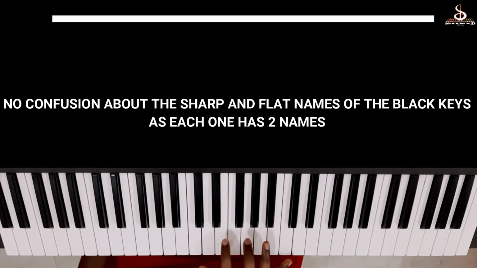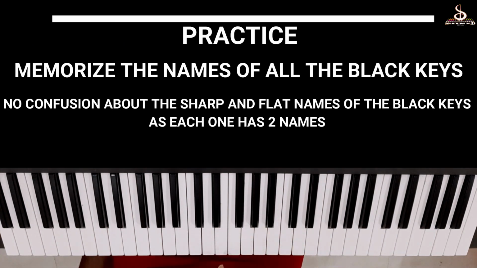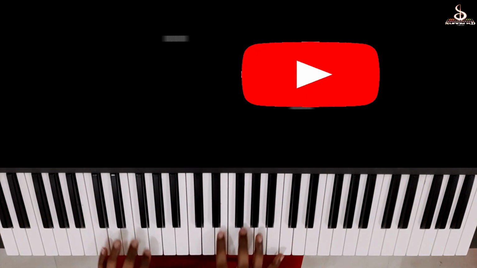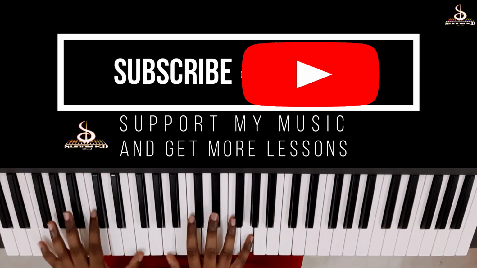Okay. You should not be confused about why it is called a flat or why it is called a sharp. You should know by yourself that if I am saying A sharp or if I am saying B flat, it is one and the same thing. You should know this fact. That's why please cover the basics very nicely. So always make sure that you know the names of these black keys.